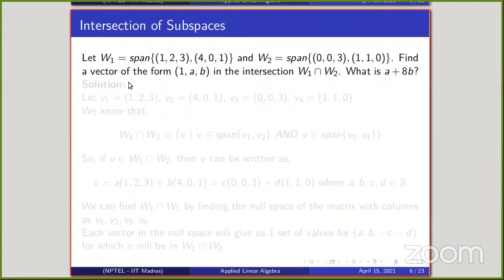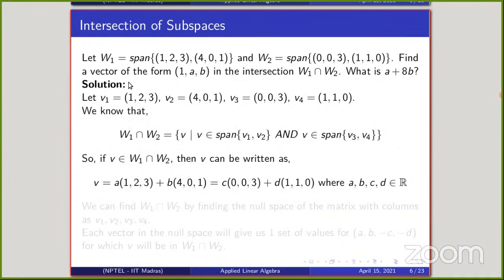So the next question is based on the intersection of spaces. This can be a little non-trivial to understand at first glance. So we decided to do this. So basically we have two subspaces, W1 and W2, being the span of these vectors. We are supposed to find a vector of the form (1, A, B) in the intersection. And they have asked to find A plus B as the final answer. Next.